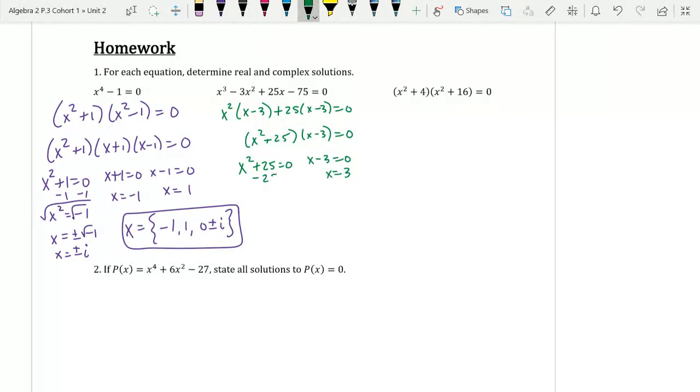So if I subtract 25 here, I get x squared equals negative 25. Square root that. I get x equals plus or minus the square root of negative 25. Now we know the square root of 25 is 5, so the square root of negative 25 would be 5i. So my solution set here would be 3, 0 plus or minus 5i.